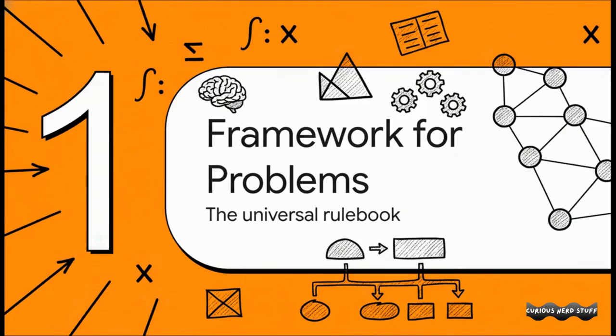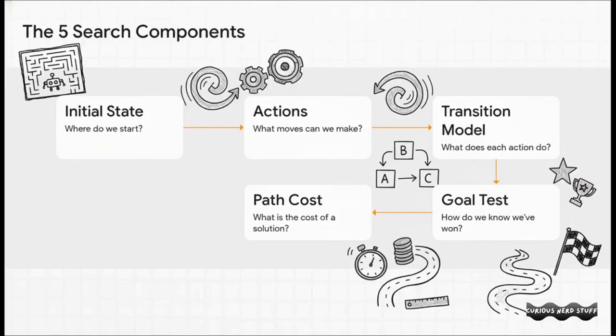The absolute key to AI's incredible versatility in solving problems is something called a standardized mathematical framework. Now, this isn't just some vague set of guidelines. Think of it more like a universal language, a formal structure that lets us define almost any challenge in a way that a computer can understand and start working on. You see, every single problem that an AI can search for a solution to, no matter what it is, is defined by these 5 core components.